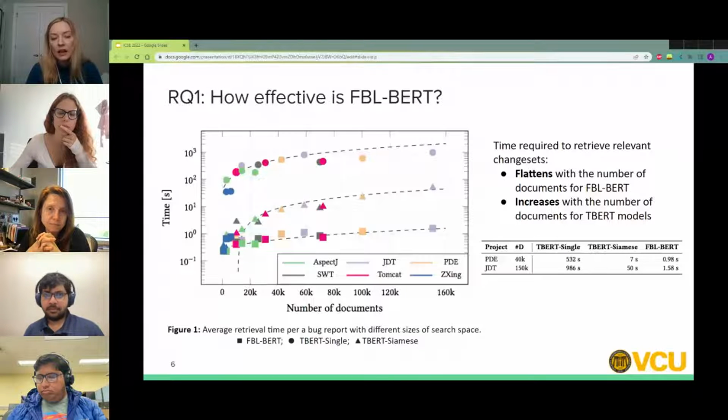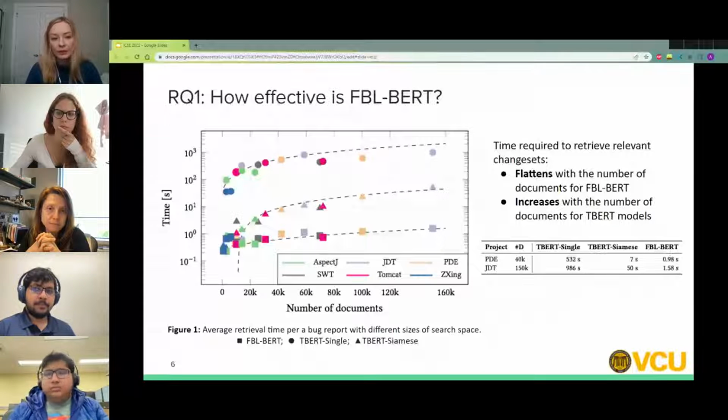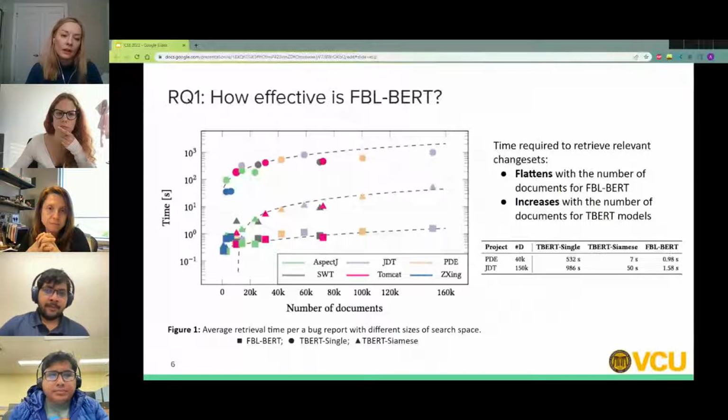so it indicates that the model scales up well with respect to growing number of documents. And in the table on the right, we can also see an example of how each of the models scales up depending on the number of documents that we are retrieving from. And that's all. Thank you.